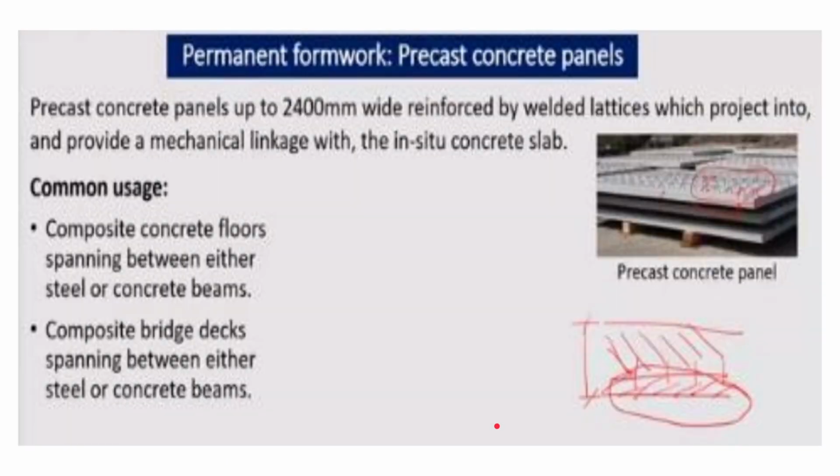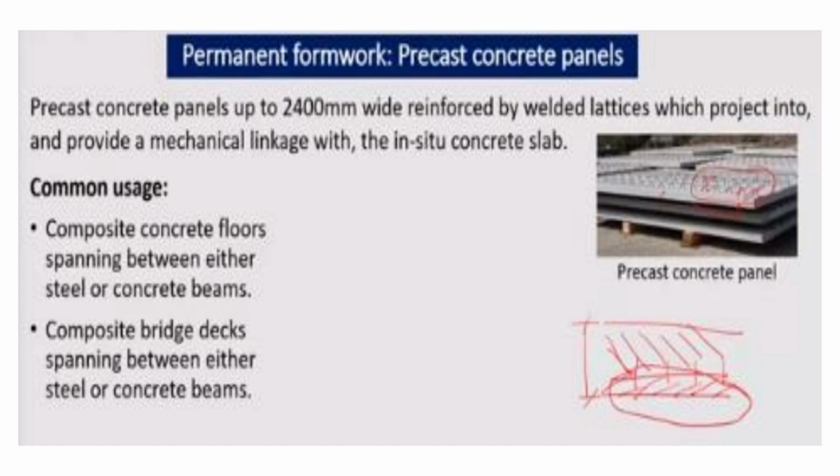So if we see the third category, okay, it is the precast concrete panels, okay. So precast concrete panels up to 200 millimeter wide, reinforced by welded lattices which project into and provide a mechanical linkage with the in situ concrete slab, okay. So this is its utility. So it is a very wide structure, okay. So the formwork is very wide, about 2.4 meter wide.